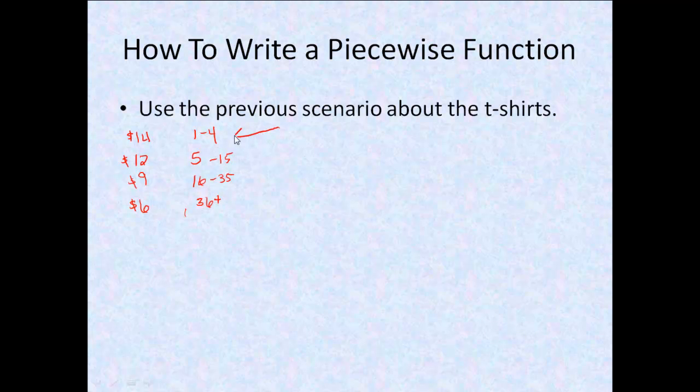So if I only focus on this top one here, the $14 one, I know that the cost is going to be $14 per shirt. Well, I don't know how many shirts I bought, so I would have 14t. But that is only when t is between 1 and 4. So I would have to put that domain restriction: I'm only looking for this 14 times t if my t is between 1 and 4.